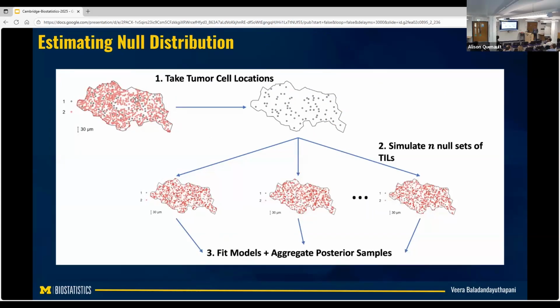If you think about a particular biopsy, you strip out all the immune cells, you take all the tumor cells, because those change across biopsies. Then you generate n null distributions from this, under a homogeneous Poisson process. Then you compute the posterior distribution of that, and you get the empirical null, and then you have your observed posterior, you just see the intersection. So it's a very simple idea. The intersection tells you how far away it is.